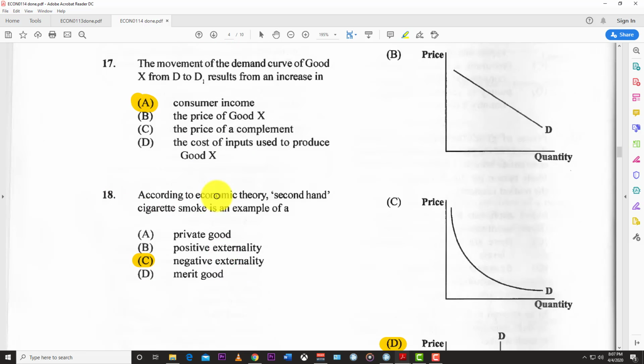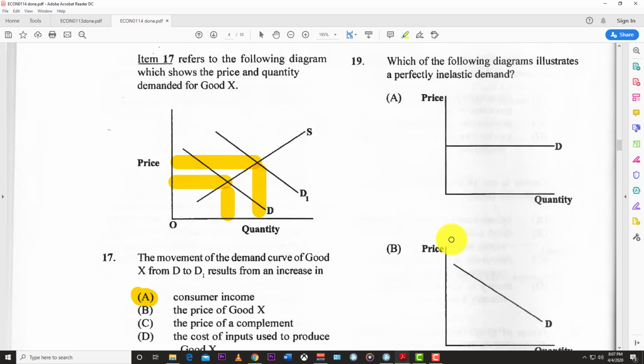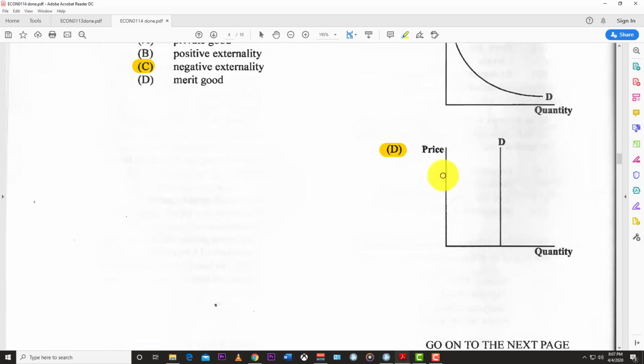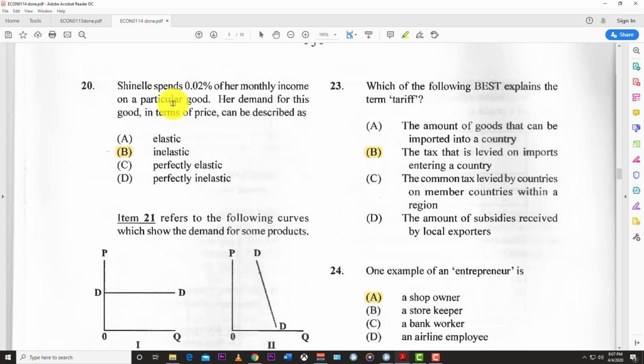Number 18, according to economic theory, second-hand cigarette smoke is an example of, and the best answer here is C, a negative externality. Number 19, which of the following diagrams illustrate perfectly inelastic demand? And the best answer here is D, right here, where it's vertical, perfectly vertical. That's inelasticity, perfect inelasticity.